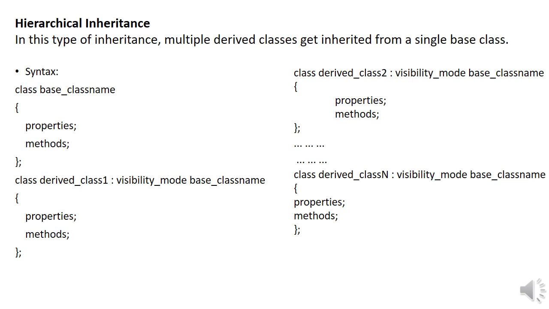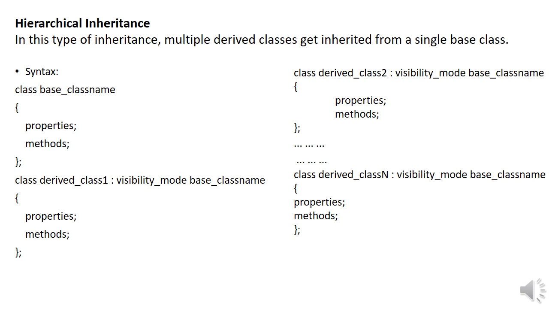The next type of inheritance is hierarchical inheritance that we have discussed in figure C. In hierarchical inheritance, multiple derived classes get inherited from a single base class. That is, two or more classes are derived from a single base class. The syntax for hierarchical inheritance is: first you have to define your base class. Syntax is class base class name. Inside that you can write your methods, mention your properties, etc. Then you can derive two or more classes from this base class.